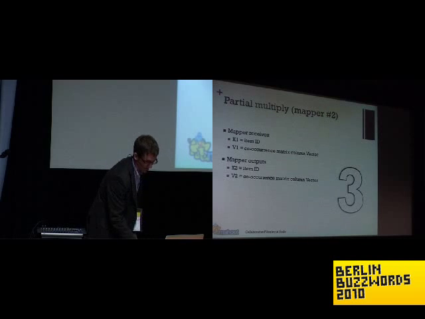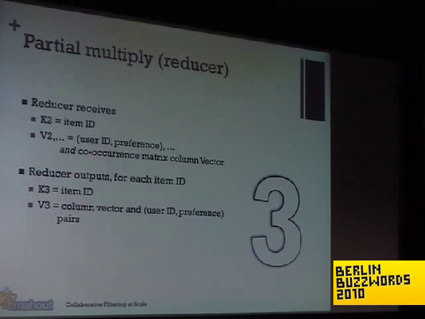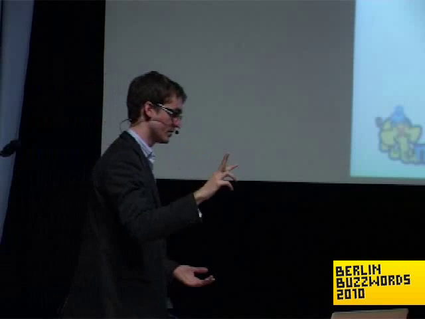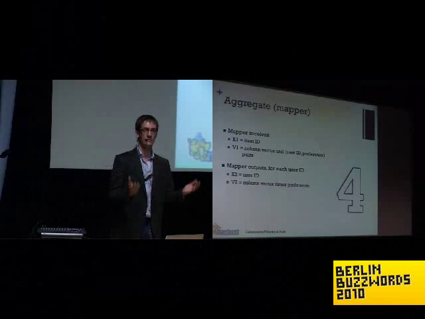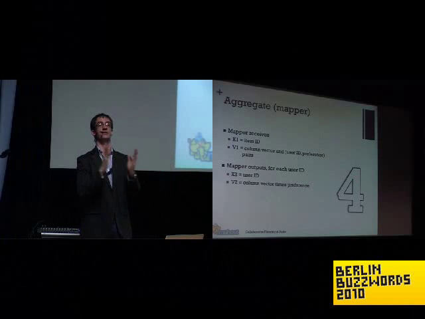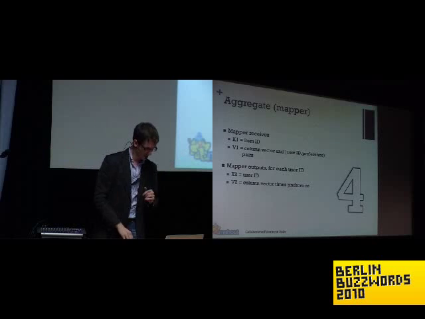We collect this information with two mappers. And actually, the reducer in this phase doesn't do anything for technical reasons. It just passes them through. And these two bits of data are then used in a final fourth phase. So we have, by item, a column vector, which is the column of the co-occurrence matrix, and we have all these user and preference pairs. We do the multiplication, and the result is a vector that's part of the partial sum for that user's recommendation vector. So we output it keyed by user.